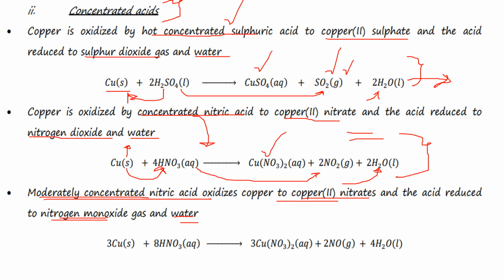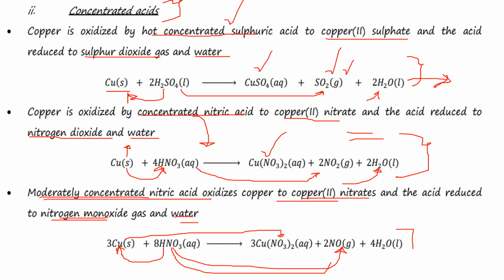The equation for that is also a redox reaction. In this case, nitric acid oxidizes the copper, and we form copper two nitrate. But after the acid oxidizes, it forms nitrogen monoxide, unlike with concentrated nitric acid where we form nitrogen dioxide. When we use the halfly or moderately concentrated acid, we form nitrogen monoxide together with water as our byproduct.